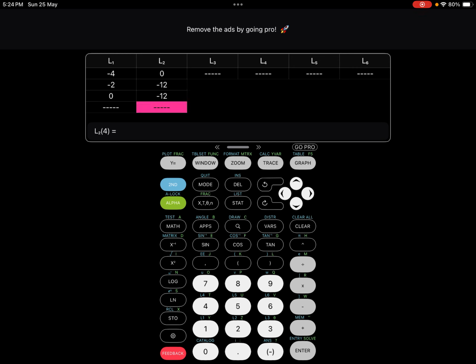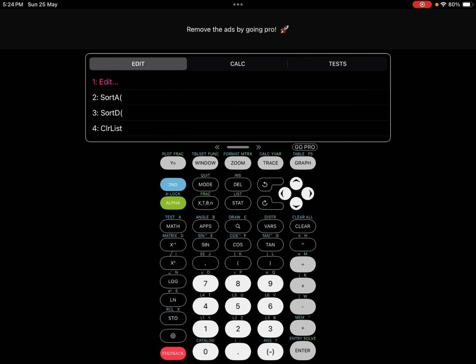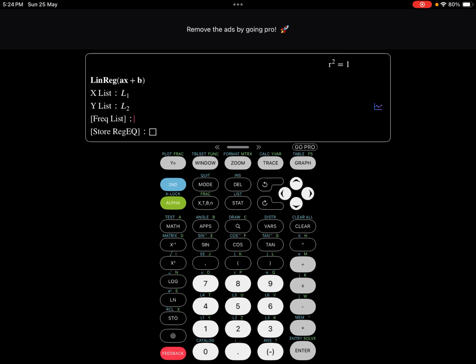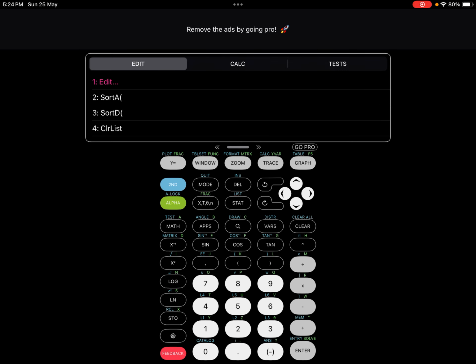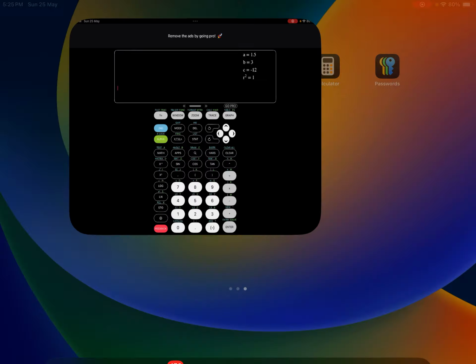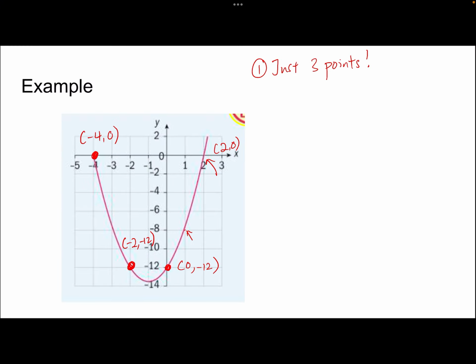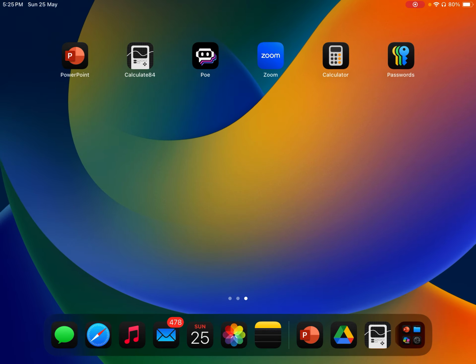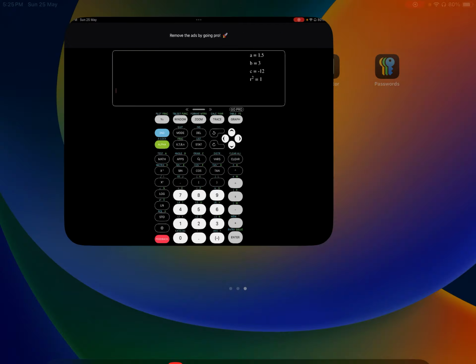Press enter. So I'm going to go back and do the same thing again. Stat, calc, option 4. Oh, I think I chose the wrong option. It should be calc, option 5. Then press enter. This is what I get: a is 1.5, b is 3, and c is -12. I'm going to write this down first.